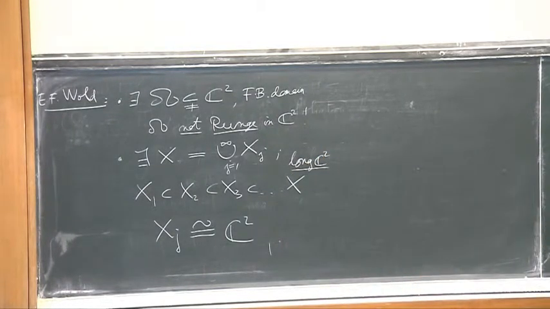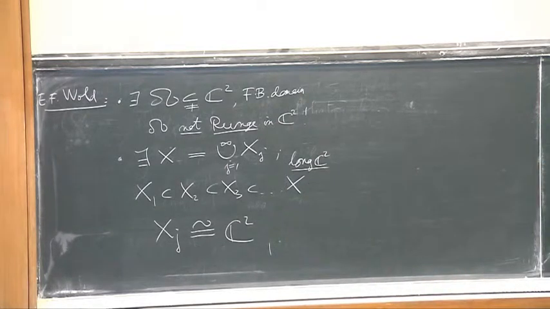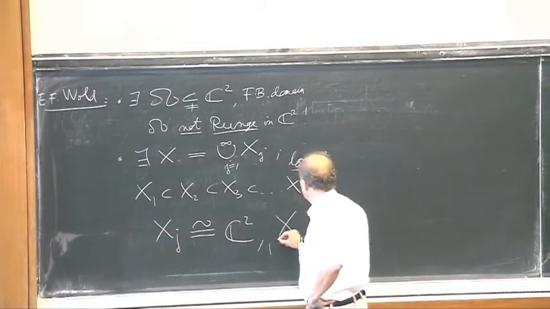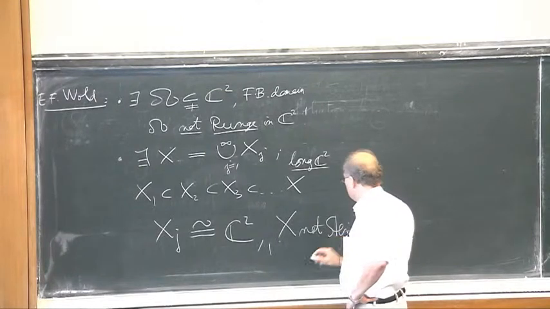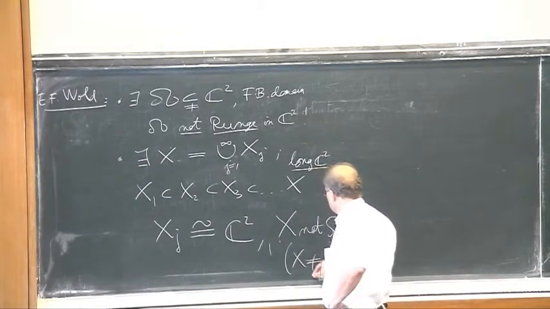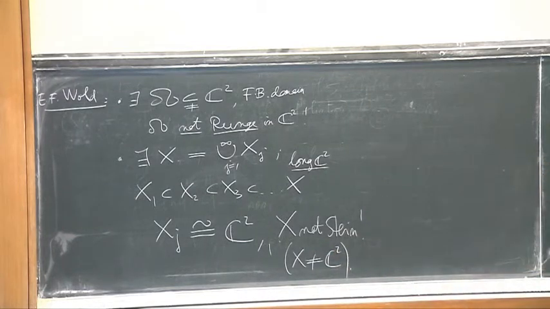But of course, it may happen if you don't do this construction carefully that the long C2 is still the same as C2. In the end, it may happen that X would be C2. But in fact, he constructed it in such a way that X is not Stein. So in particular, X is not C2. And again, this you can do with any n instead of 2. So this solved a very old question.